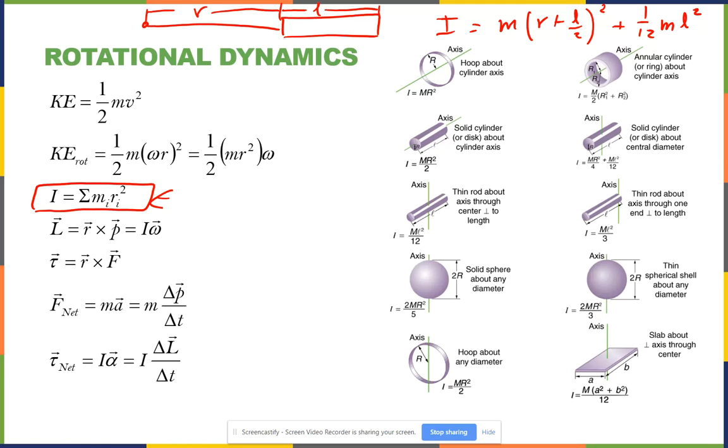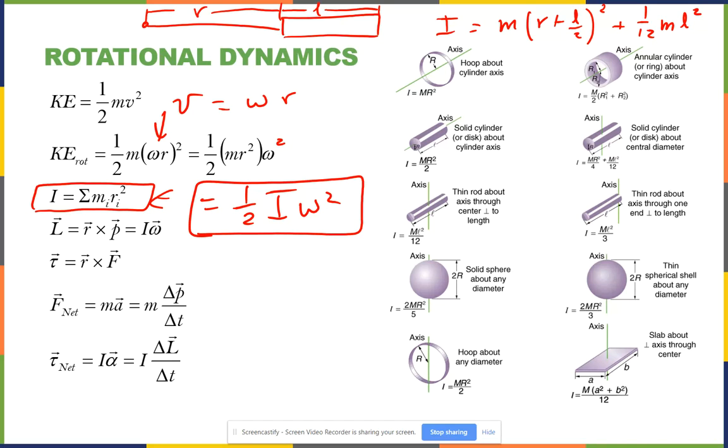And then I say, well, kinetic energy for rotation can be written as... Going through the conversion, this is what v is. v is omega r. And so I have 1/2 m r squared omega squared. I forgot the square there, my bad. Which is 1/2 I omega squared. So that's the equation for the rotational kinetic energy.